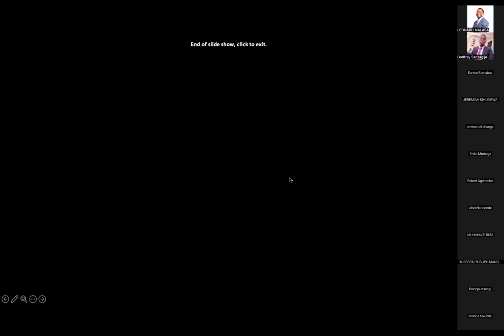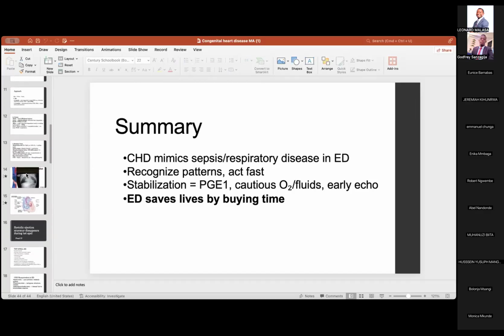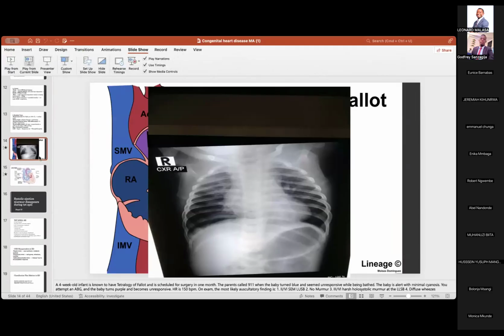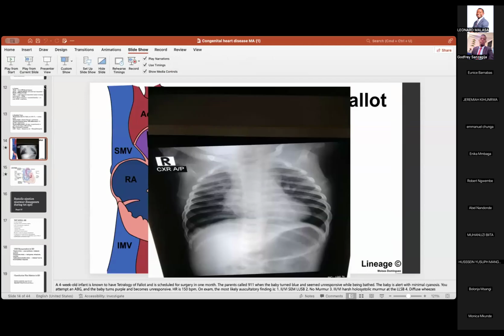Moiz, are you able to put the picture of the tetralogy of Fallot back up? I think it's easier to explain that answer with the picture, like the diagram of tetralogy of Fallot, because I think the question is what medications work. I think one more down. Yes. Oh, no, one back up, right there.